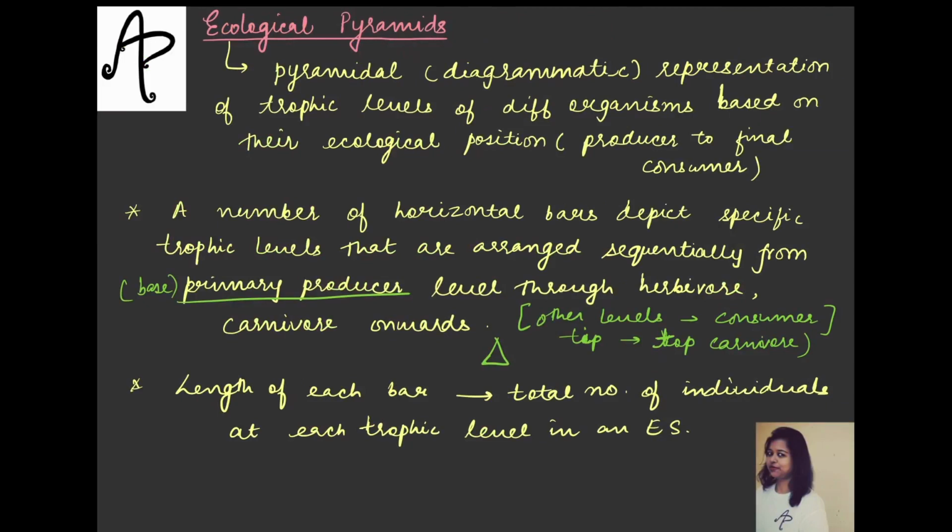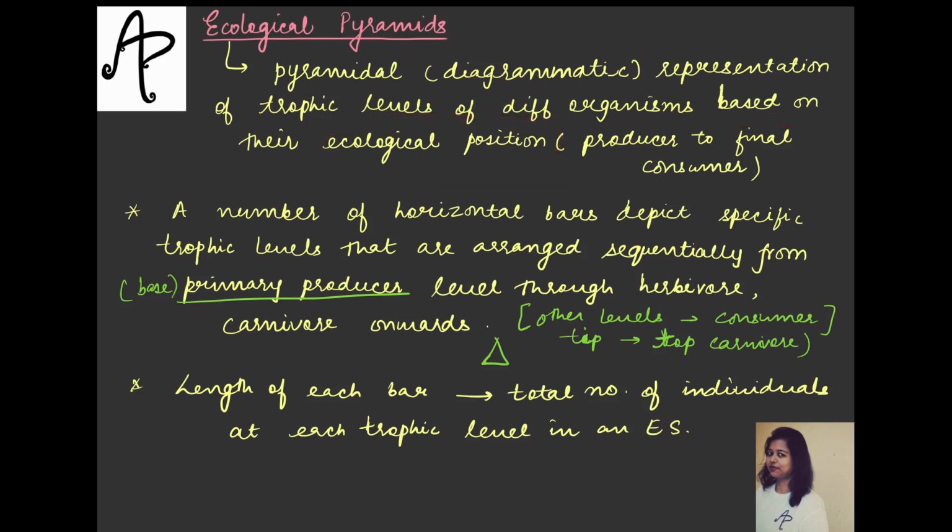next we go to the concept of the ecological pyramid. अब इसमें क्या होता है? Now it is talking about the pyramidal and diagrammatic representation. डायग्राम में उसको बना के हम मदद कर लेते हैं of the trophic levels of different organisms. So different organisms are represented in a diagrammatic manner in different trophic levels. You know about the levels that we have already discussed, and it is based on their ecological position.